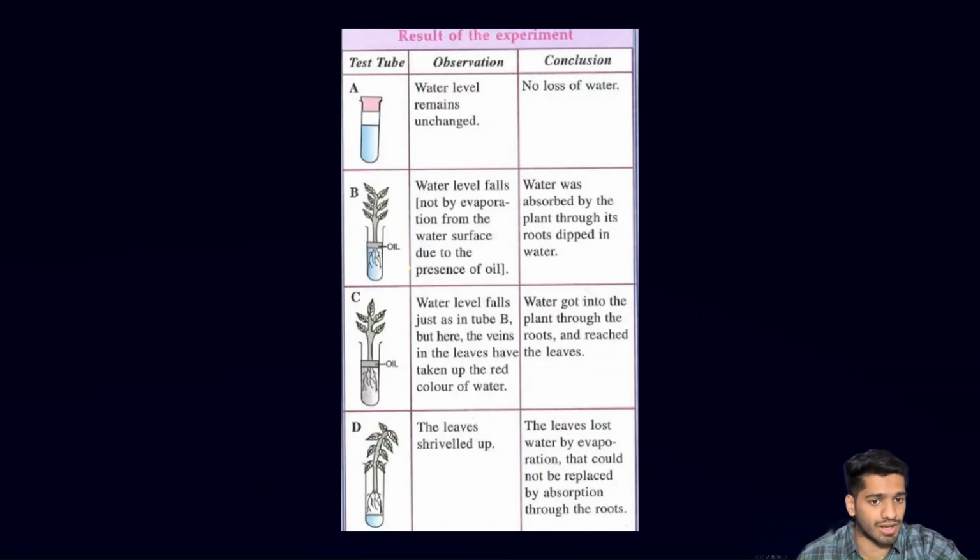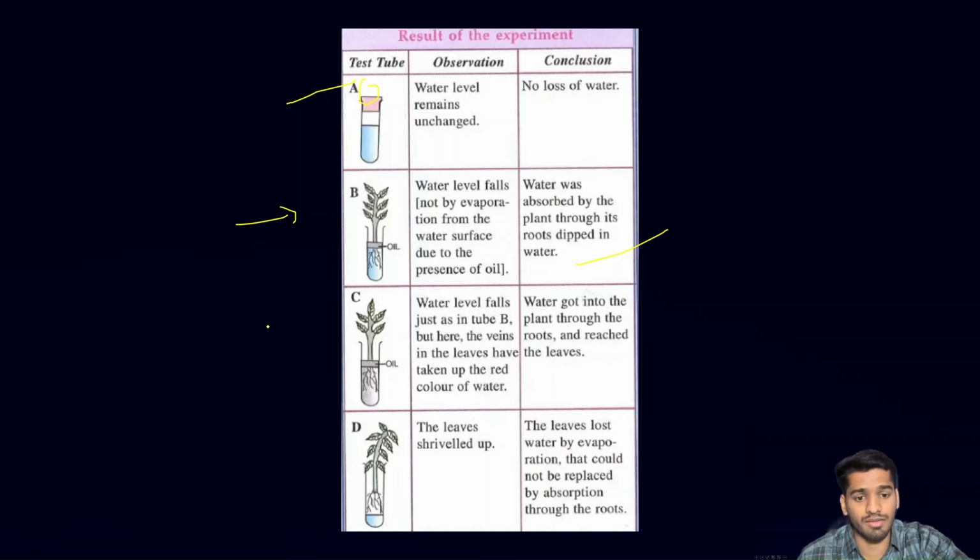So after 24 hours, what I'm going to see is that in the first test tube, I'm going to see no changes at all, because there is no evaporation. So there is no loss of water because I've closed it with a cork. In the second test tube, I'm seeing that the water level has reduced. Now the reason is the water has been absorbed by the roots. So what is going to be my conclusion? So the roots which were dipped inside the water have absorbed the water.